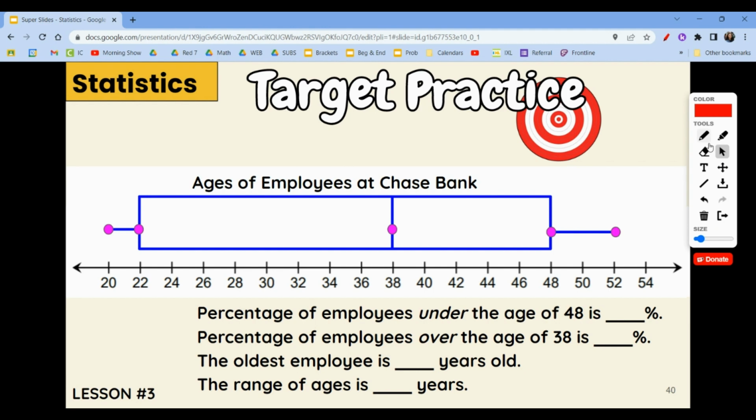All right. The first one says the percentage of employees under the age of 48. So here's 48. The percentage of employees under the age of 48 would be 3 quartiles. So the answer there would be 75%.